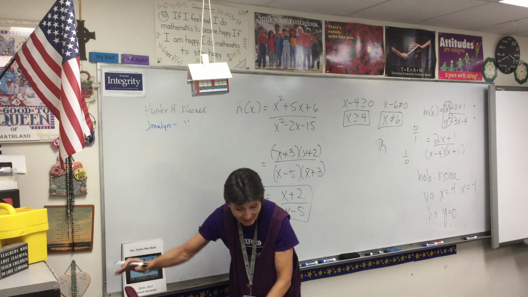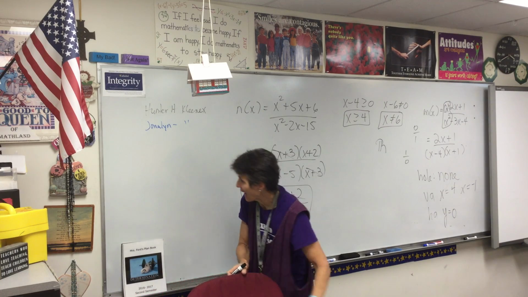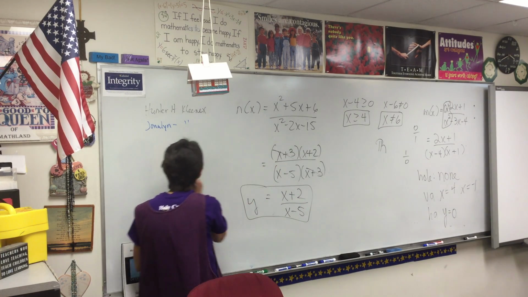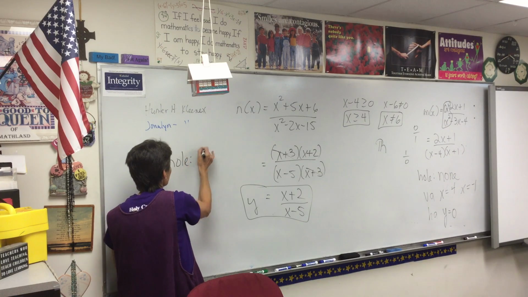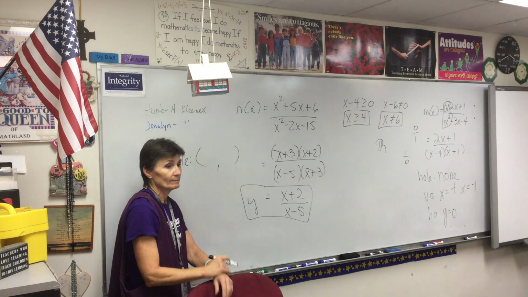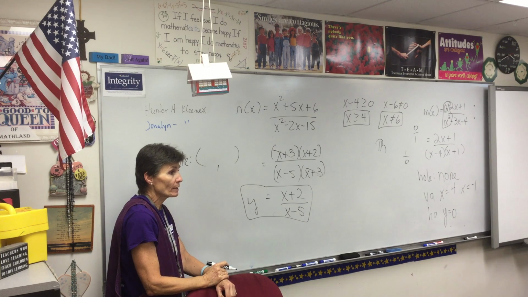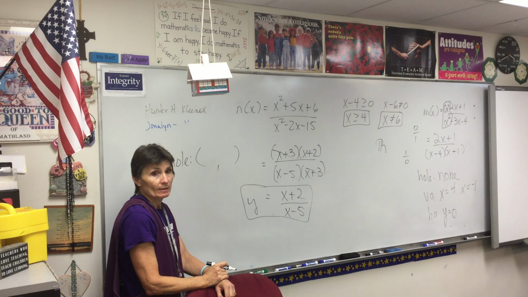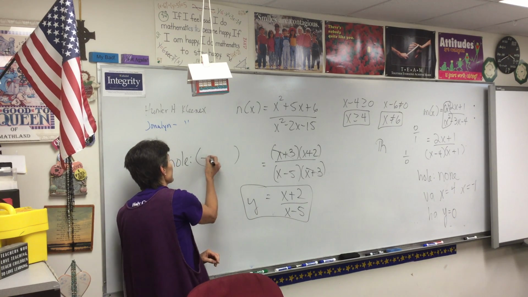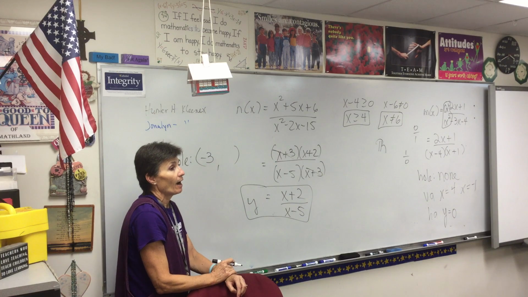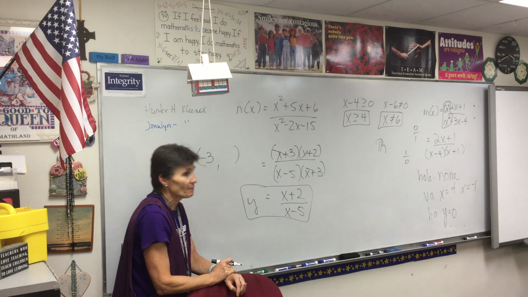But the fact that I canceled out x plus 3 means I am going to have a hole, right? And where is that hole going to be? It's at 3. The x is going to be -3? Negative 3. It's switched, the opposite. Always opposite, right?